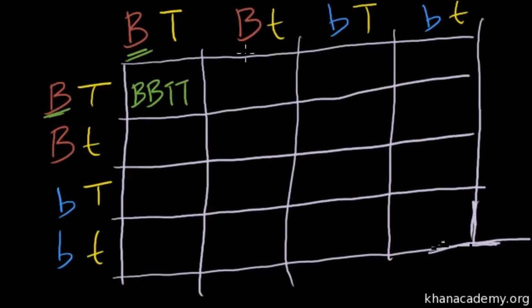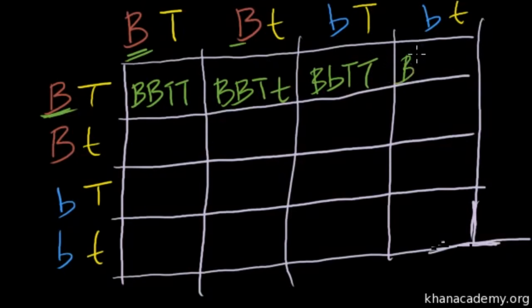I could have this combination. So I have a capital B and a capital B. And then I have a capital T and a lowercase t. And then let's just keep moving forward. So I could get a capital B and a lowercase b with a capital T and a capital T, a big B, lowercase b, capital T, lowercase t. And I'm just going to go through these super fast. It's going to take forever.